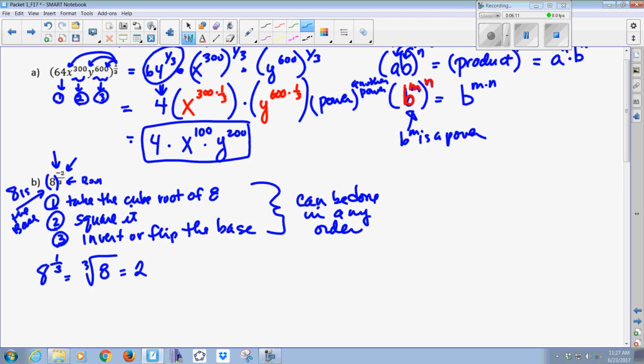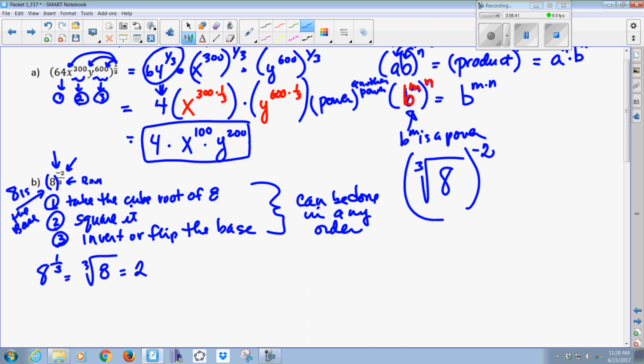Okay, but usually when I have a whole number raised to a fractional exponent, I always start in this order. I want to make my base as small as possible in case I have to apply a very big exponent to it, like 10 or 8 or 6. So I always take my root first. I always deal with my denominator first. So the first thing I'm going to do is take the cubed root of 8, and then I'm going to raise it to the negative 2 power.